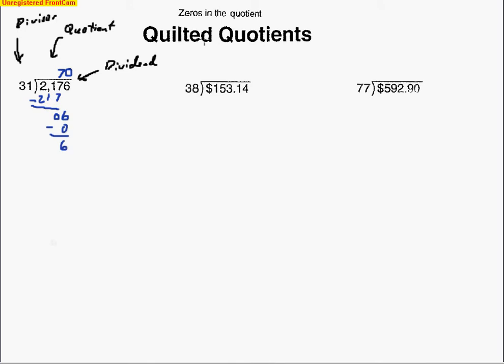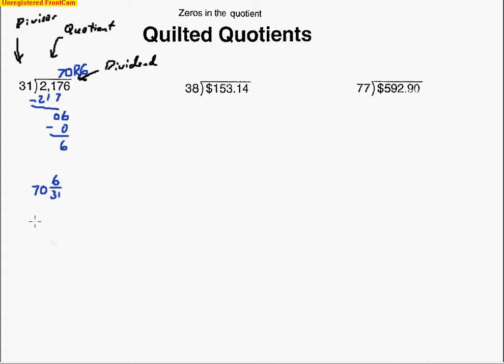Now in this problem, there is a bunch of answers down at the bottom that make like a quilt, and you're looking for the one that says 70 R 6. So remainder 6. Now there's another way we can end up writing this answer. We could go ahead and continue further and change it to a decimal. Now the decimal would go right where the R is, and then the problem would continue. Or you could end up writing the answer this way: 70 and 6/31. So we could write it as a mixed number.